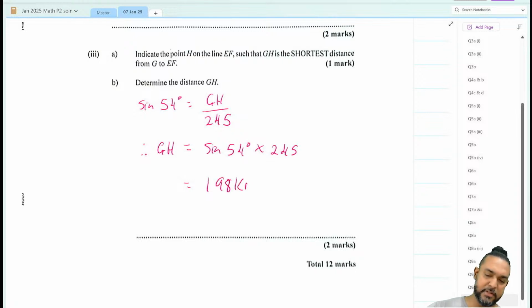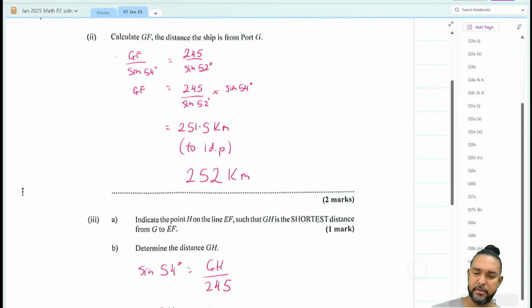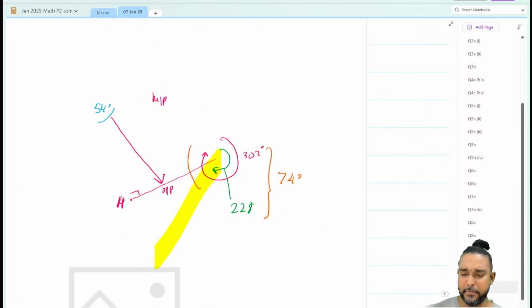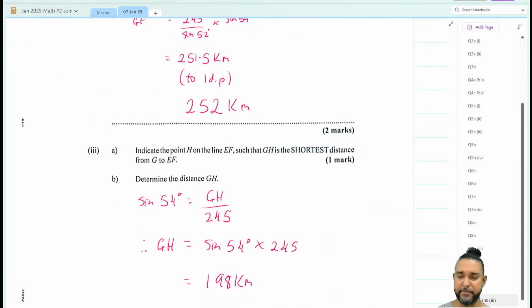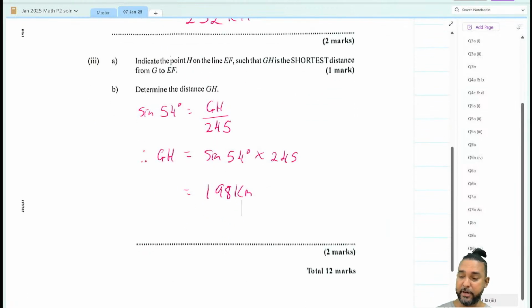198 kilometers. Does that make sense? 252. Let me see, 252 and then. Could that be 200? 245. FG was what? GF was 252. Yeah, so those two would be kind of close. Okay, yeah, that could work. Because this was almost isosceles, 52 and 54 aren't far apart. So 245 and 252 are close enough. All right, so that's it for that. Last question, guys.